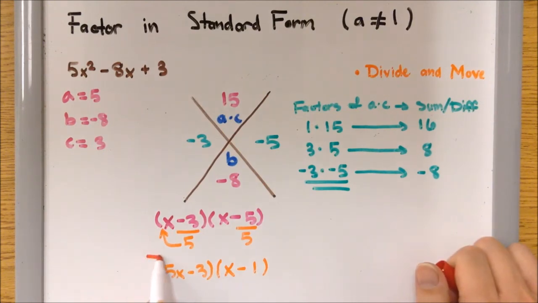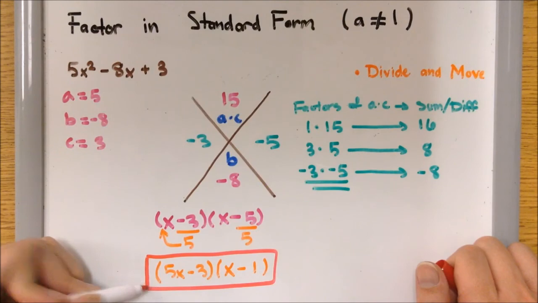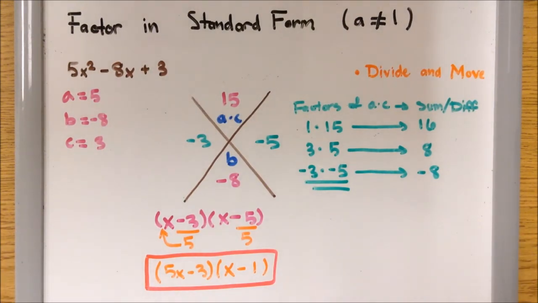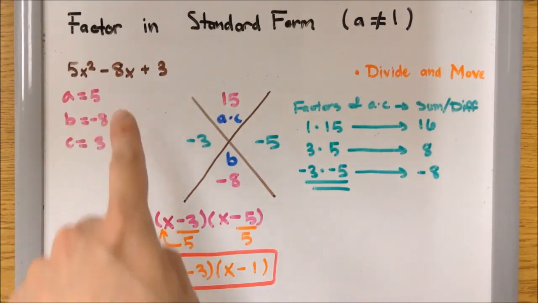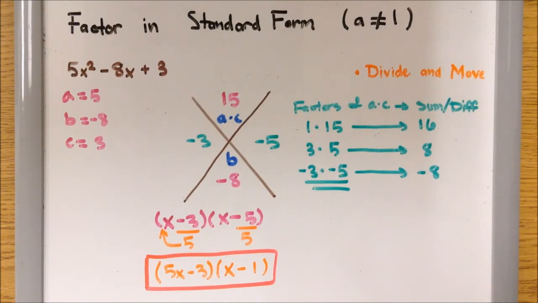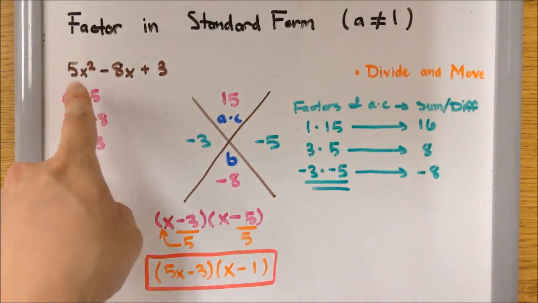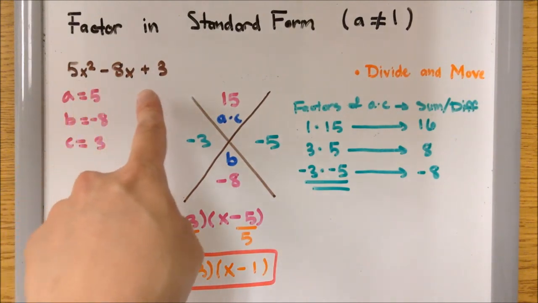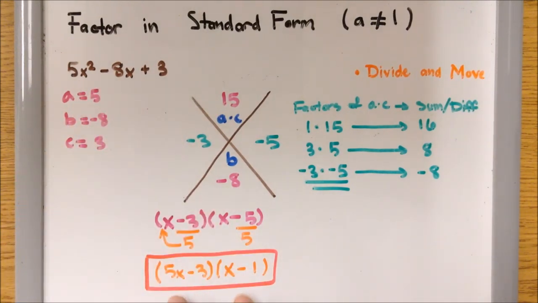So our two factors are 5x minus 3 and x minus 1. This is our final answer. And if you want to double check, always FOIL and your answer should match up with the example. If not, double check your work when you FOIL. If everything was correct, then double check if you used the proper factors. So overall, for example 5x squared minus 8x plus 3, the final answer of the two factors is 5x minus 3 and x minus 1.